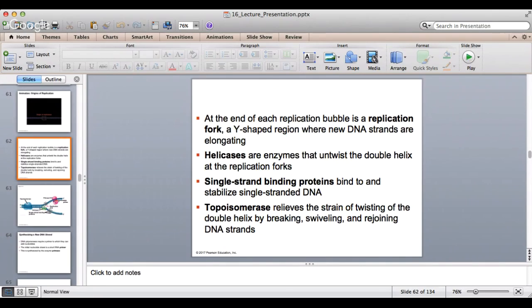Now we have a couple of different enzymes that are going to jump in there to get work done. Remember, enzymes typically end in what? ASE.